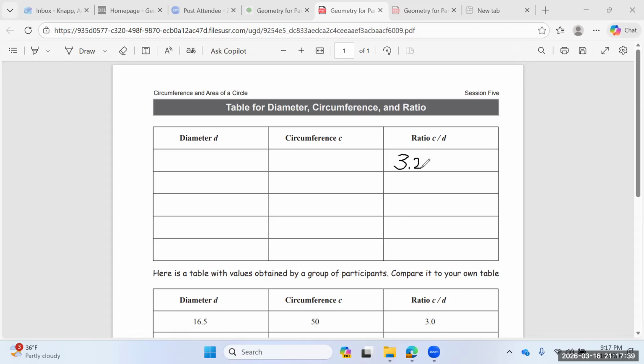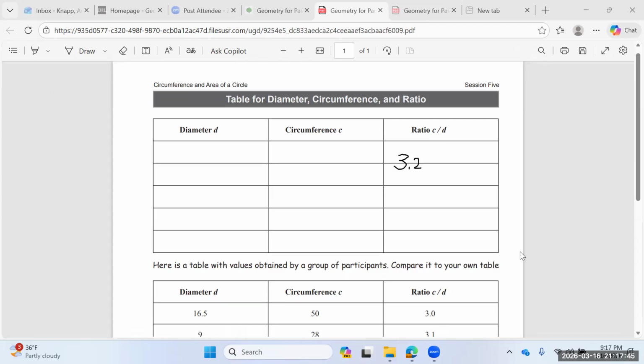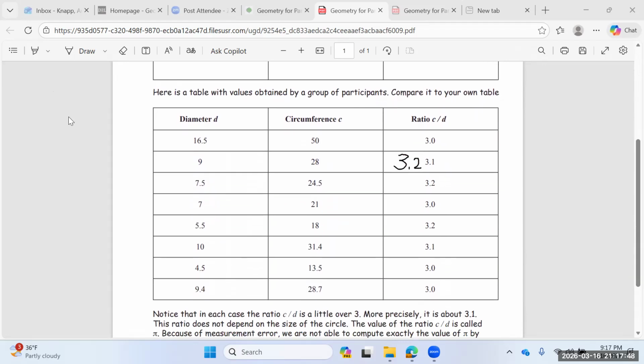Okay, so do that for several different circular items, at least three, and then compare that to the numbers that another class got that are written here. You can see the ratio is really close to 3 for all of these different circular items, and it turns out that's because anytime you take the circumference around a circle divided by the diameter, you would always get pi. Remember, the number 3.14159 goes on and on and on forever. So these approximations are really close to that.